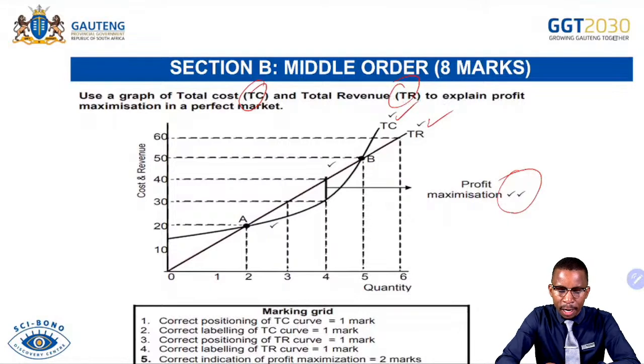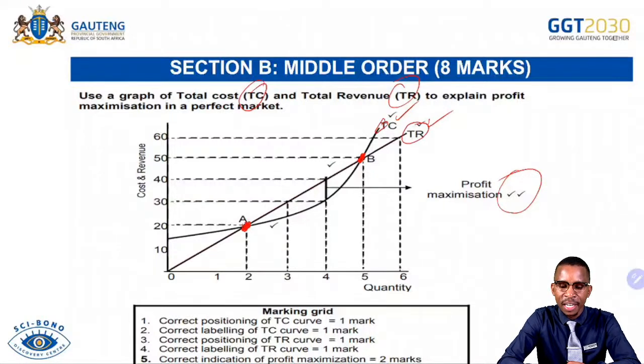Remember, point A in there indicates the normal profit. Point B also indicates normal profit because TC equals TR. So they are both equal at point A and point B. Then that means the firm is making normal profit or is breaking even.